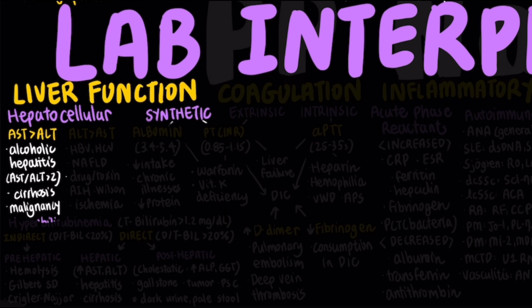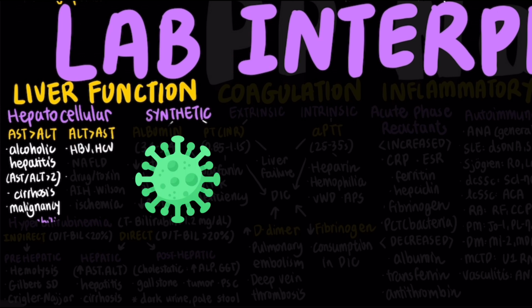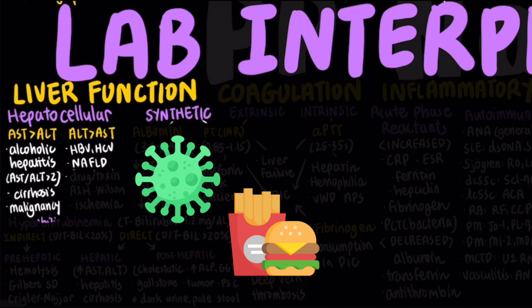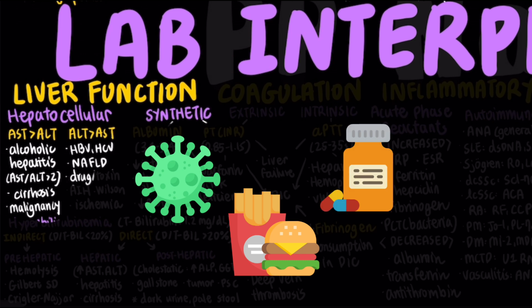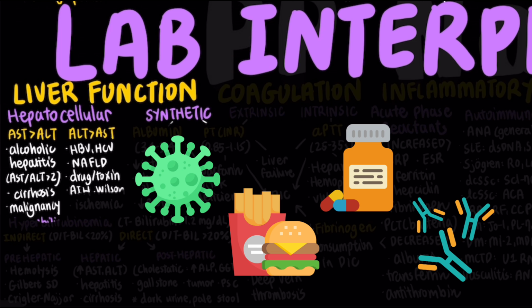On the other hand, when ALT is greater than AST, that usually points to direct hepatocellular injury, such as viral hepatitis, non-alcoholic fatty liver disease or NAFLD, drug-induced liver injury, autoimmune hepatitis, Wilson's disease, or ischemic hepatitis.